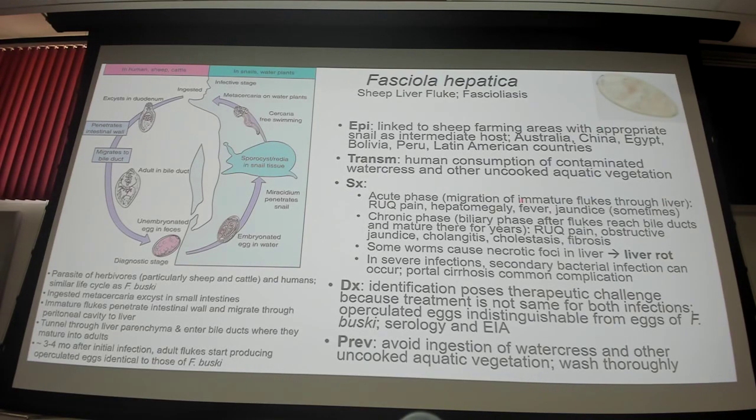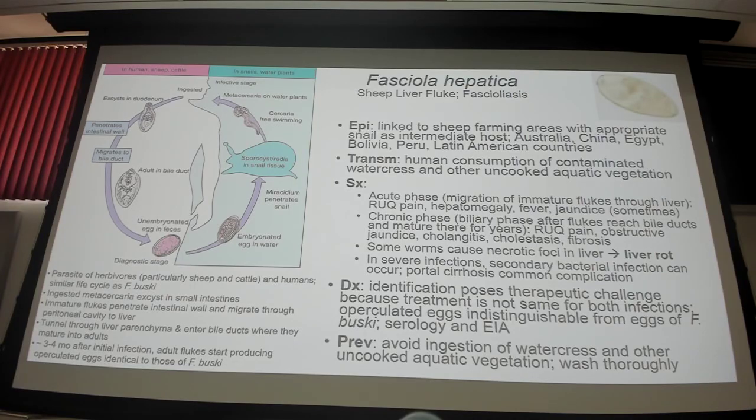These worms, the immature larvae, will migrate through your liver. During that acute phase, you'll get symptoms like some right upper quadrant pain. Your liver literally has larvae migrating through it and doing damage to it. Some hepatomegaly, fever, jaundice.